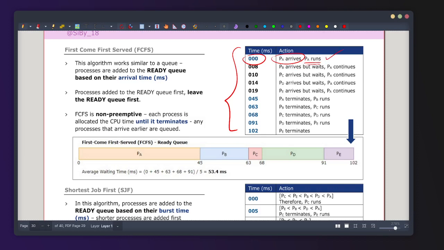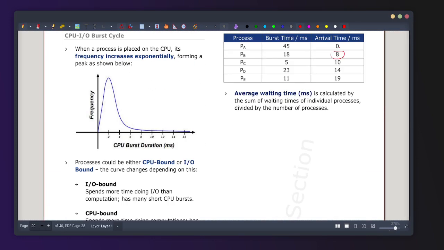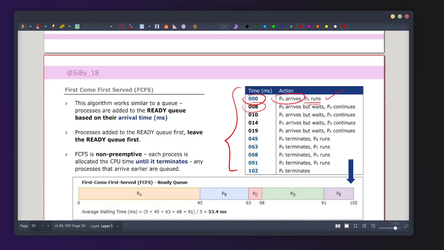Done. But then at 8 milliseconds, process B arrives. But remember, process A will take 45 whopping milliseconds to finish executing, right? So even though process B arrived at 8 milliseconds, can it go to the CPU until process A finishes? No. It will have to wait until the entire 45 milliseconds are over for the next process to take place. So process B arrives at the ready queue, but it must wait. Process A is still continuing.